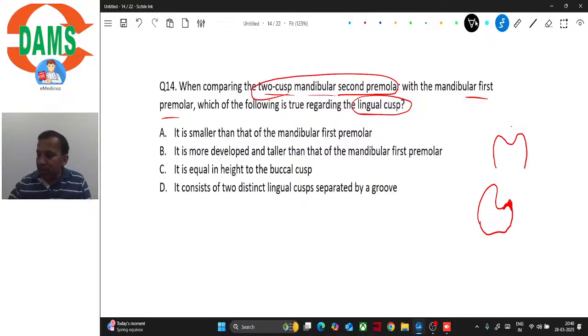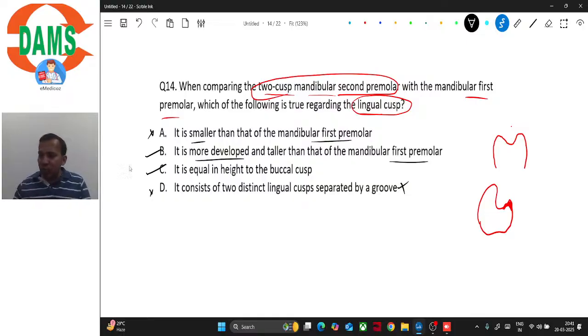So options are: it is smaller than that of the mandibular first premolar. Obviously this is incorrect. It is larger, isn't it? It is more developed and taller than that of the mandibular first premolar. And yes, this does appear correct. It is equal in height to the buccal cusp. This also is correct. It consists of two distinct lingual cusps separated by a groove. This again is incorrect because we are talking about the two cusped mandibular second premolar, not three cusps. Had it been three cusps, then we would have marked it as correct. But this is only two cusps. So options D and A are incorrect, but options B and C appear to be correct.